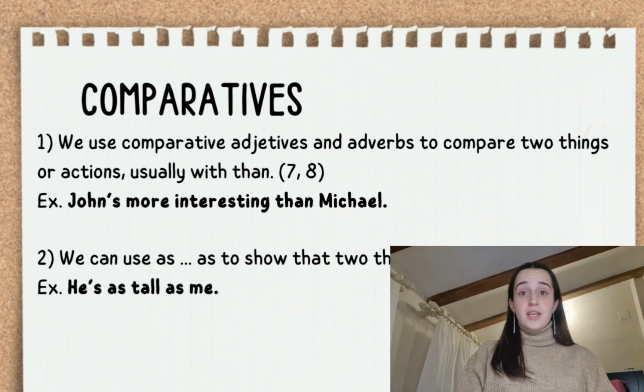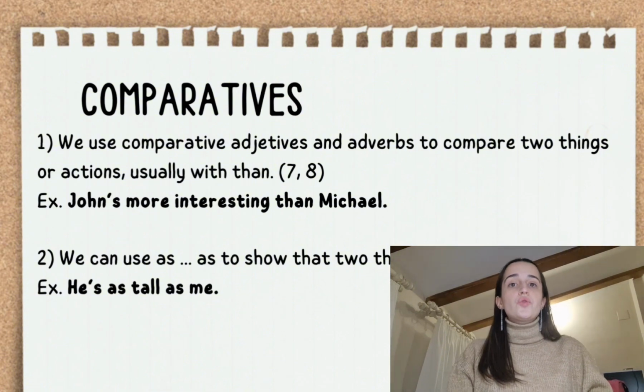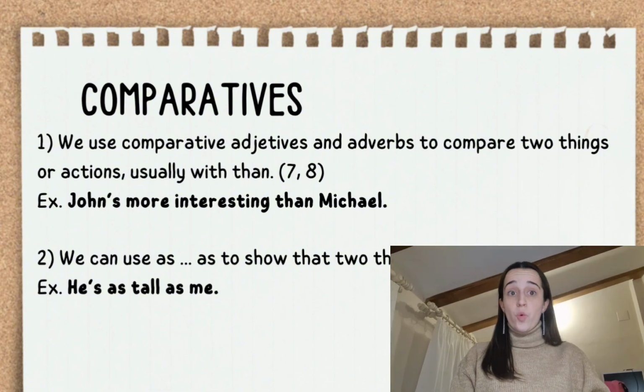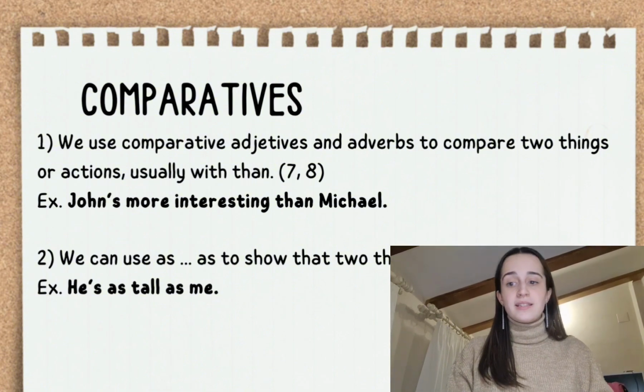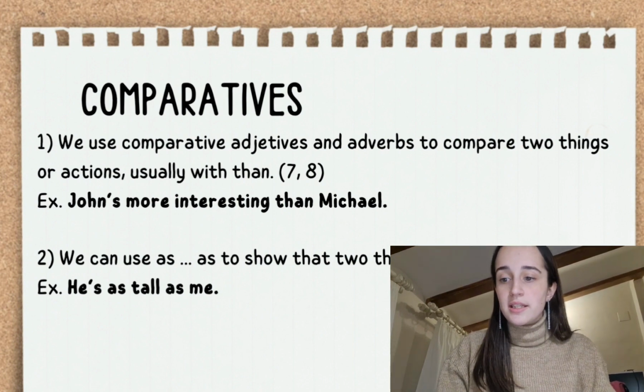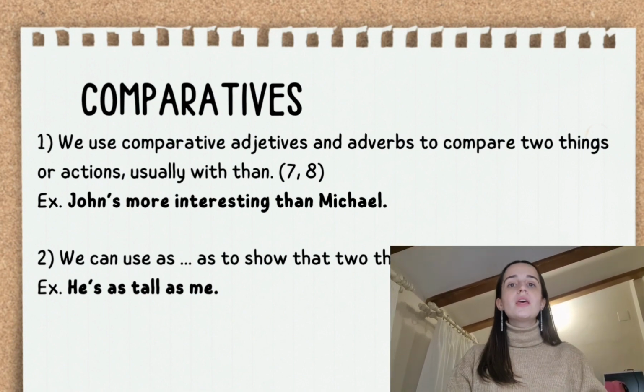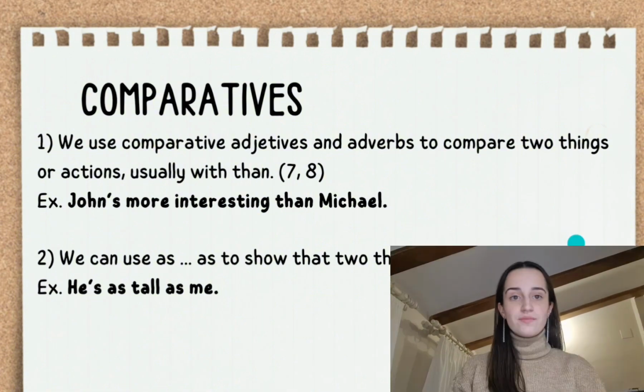The second use is that we can use as... as to show that two things are equal. This we can see in sentences 1 and 6, but with isn't. But now I can explain. For example, he is as tall as me.